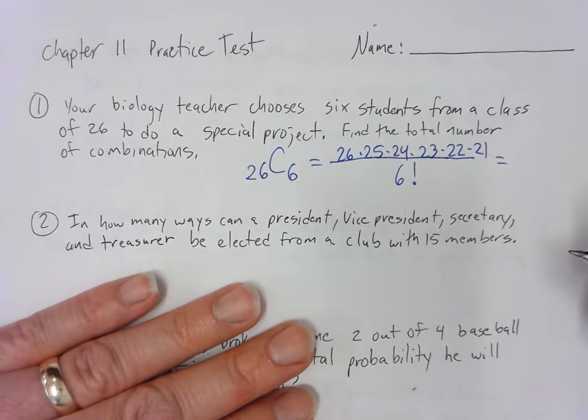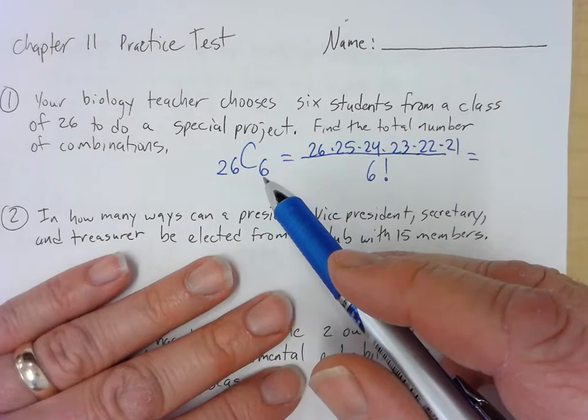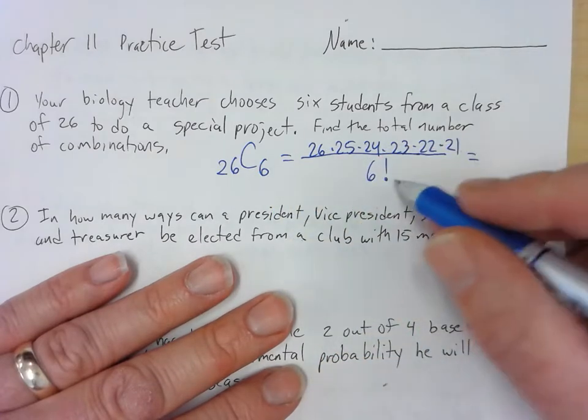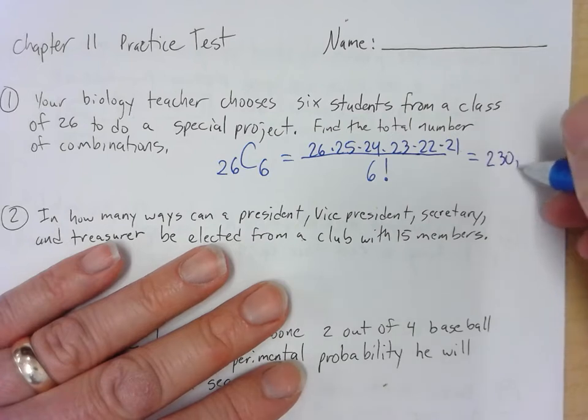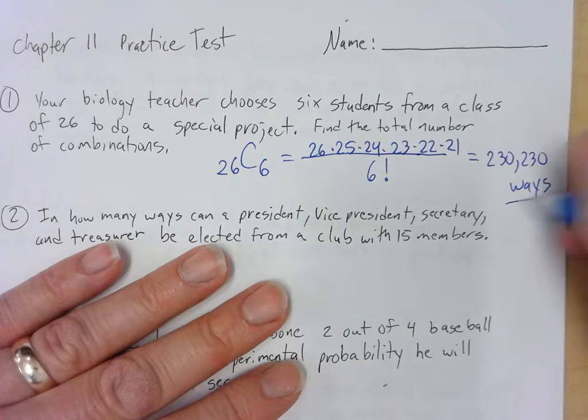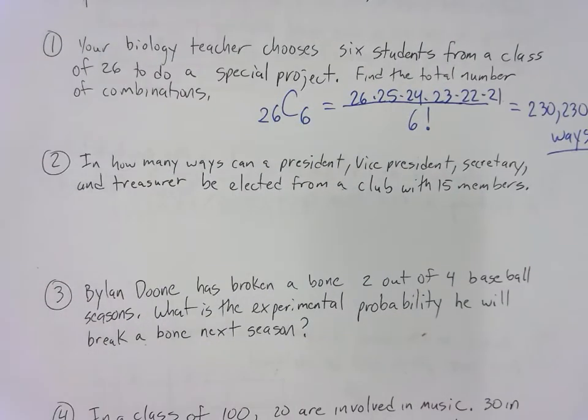So no matter how you type it in the calculator, whether you use the combination button or just multiply this out and divide it by 6 factorial, there are 230,230 ways, which is kind of a cool number. So that's a combination. The next one is a permutation because order matters.